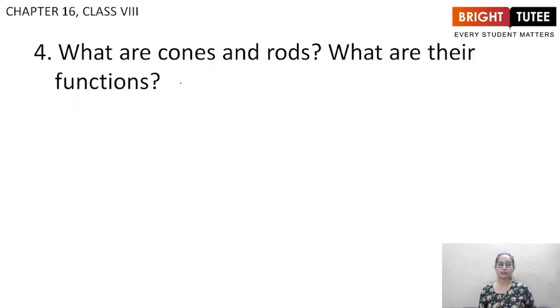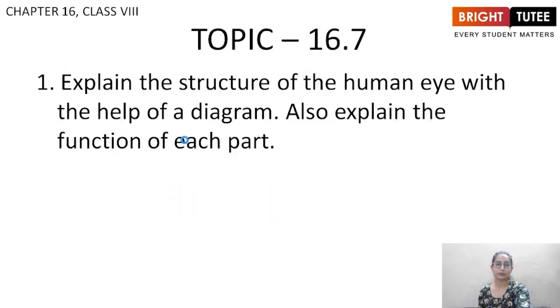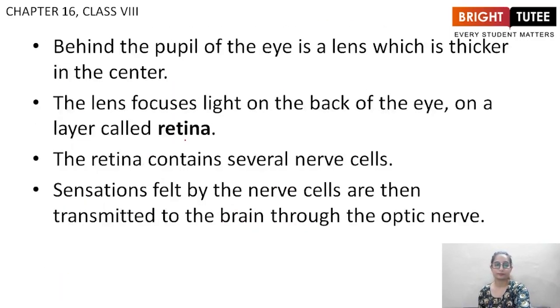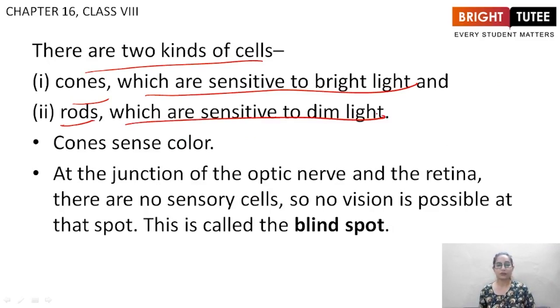Now the fourth question, what are cones and rods? What are their functions? These are very important. This is a 3-mark question. Alright, let us look at the definition properly. There are two kinds of cells. Cones, which are sensitive to bright light. Rods, which are sensitive to dim light.